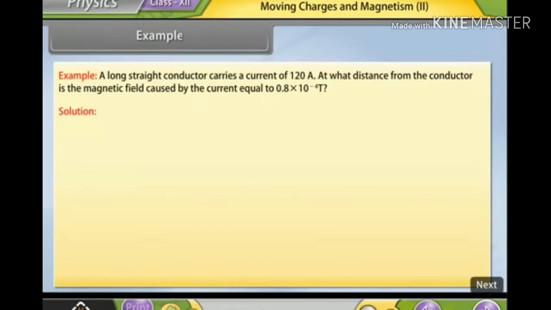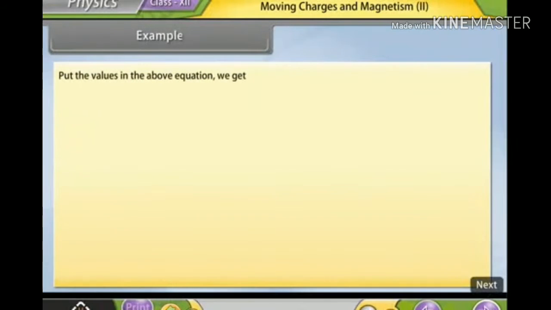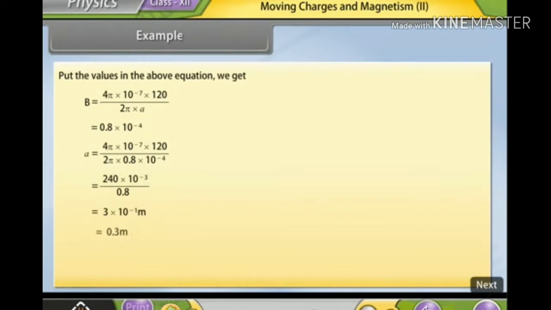Let's see the solution. Here, the given values are I is equal to 120 ampere, B is equal to 0.8 into 10 raised to the power minus 4 Tesla, mu naught is equal to 4 pi into 10 raised to the power minus 7 SI units. We know that B is equal to mu naught I upon 2 pi a. By putting the values in the equation, we get the value of a is equal to 0.3 meters.